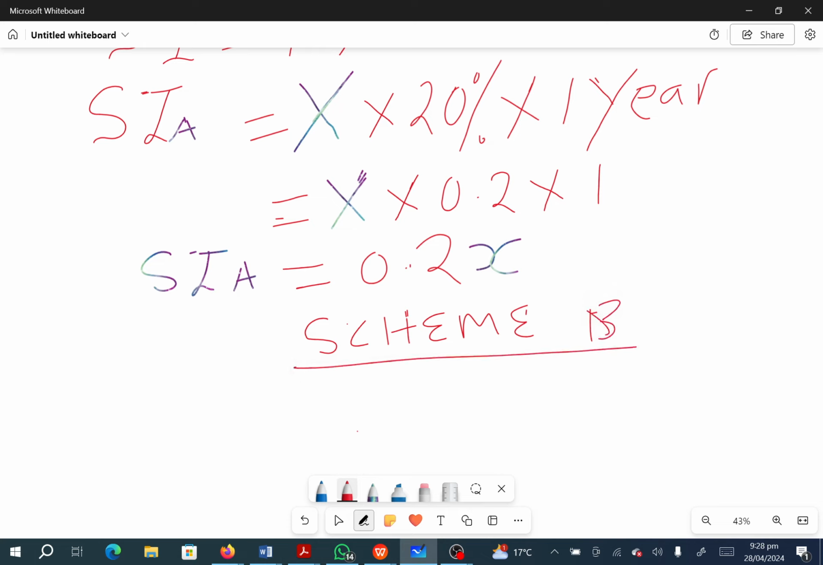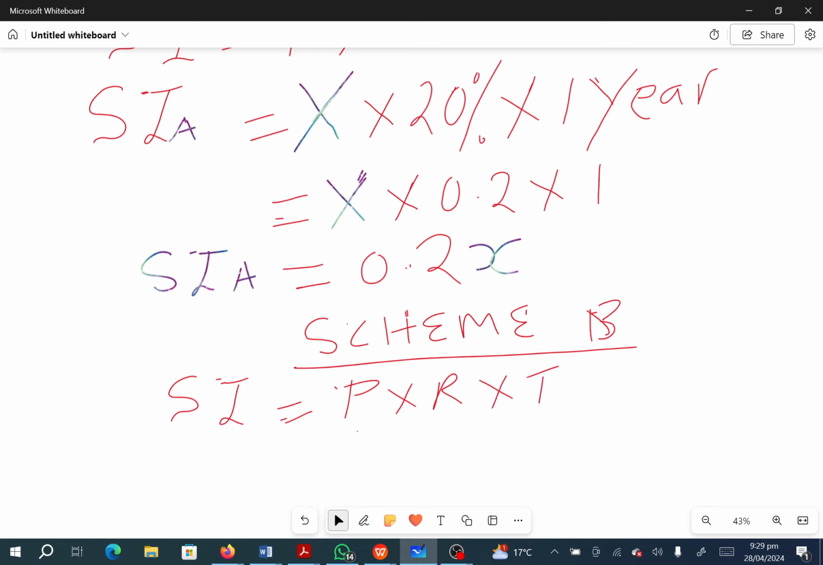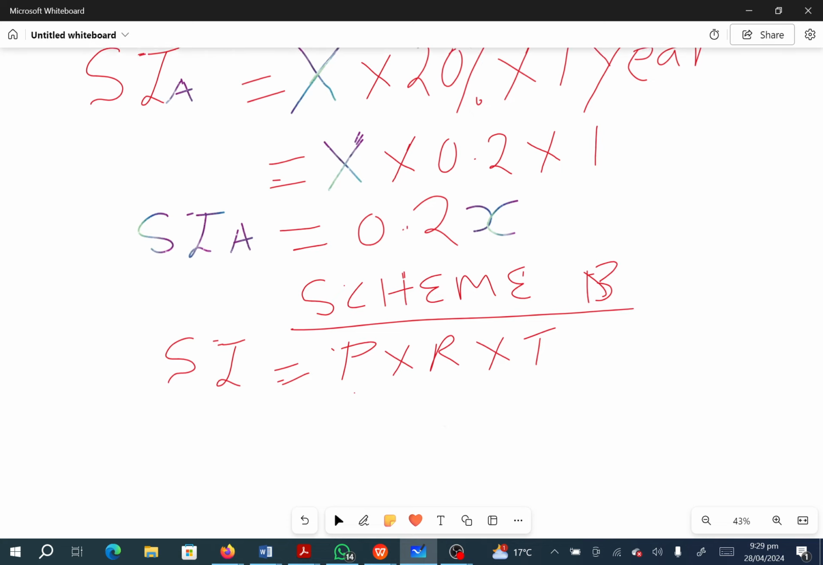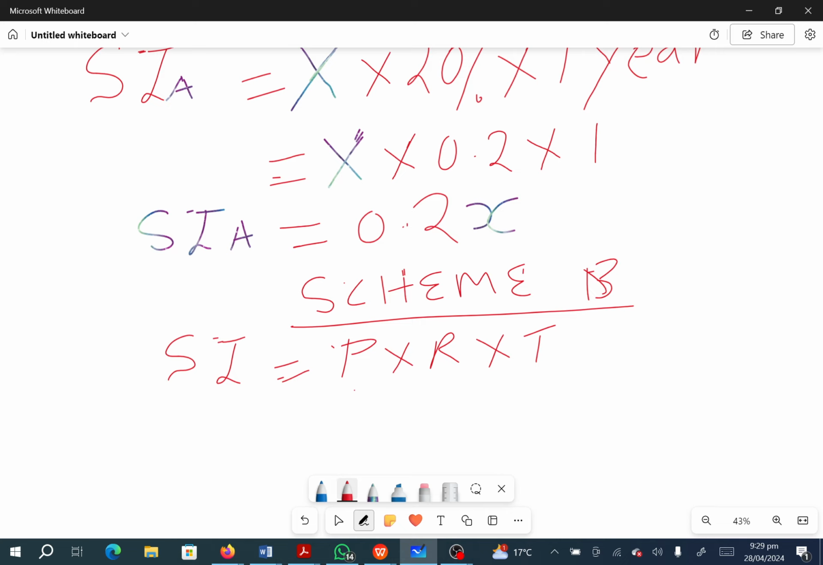Okay, so we are now saying that is scheme B. So scheme B, yes, we are going to say simple interest is equal to PRT. PRT. So in scheme B, it's also a similar case.